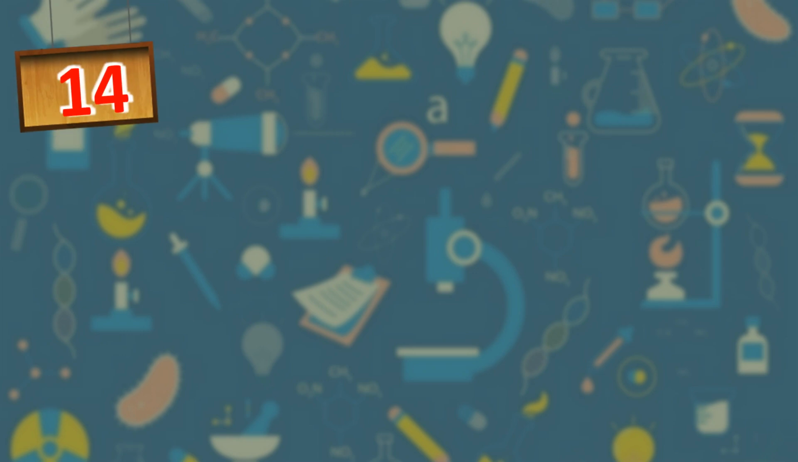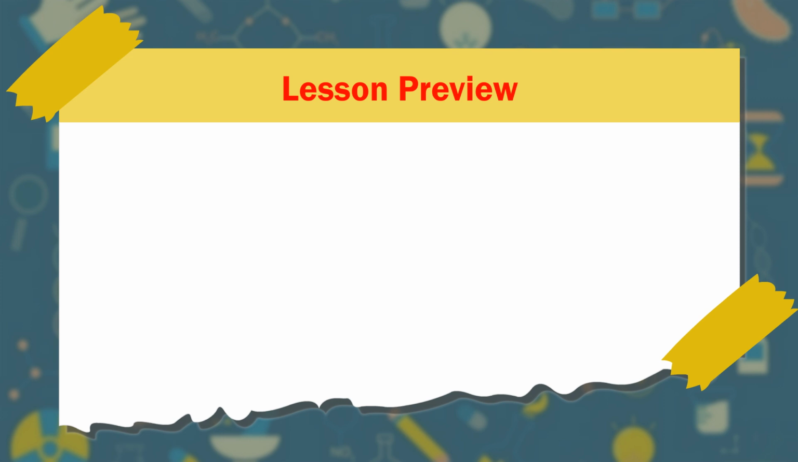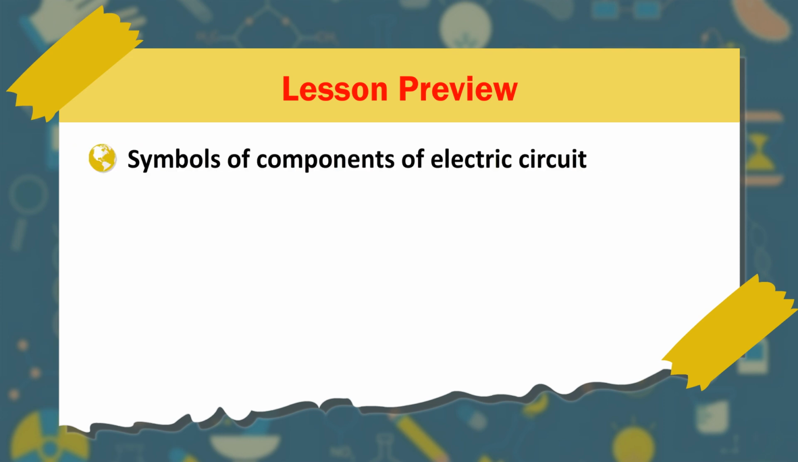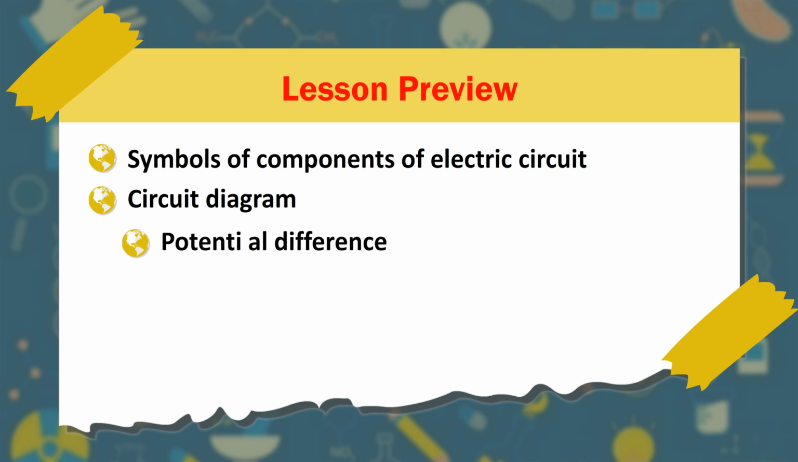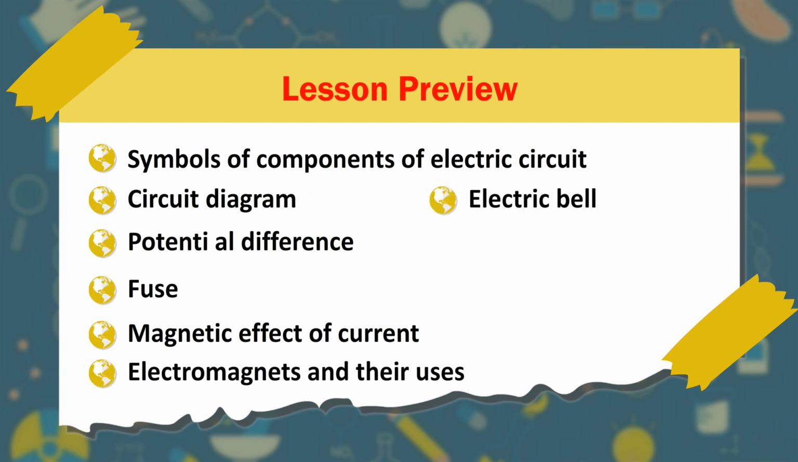Chapter 14. Electric current and its effects. Lesson Preview. Symbols of components of electric circuit. Circuit diagram. Potential difference. Fuse. Magnetic effect of current. Electromagnets and their uses. Electric bell.